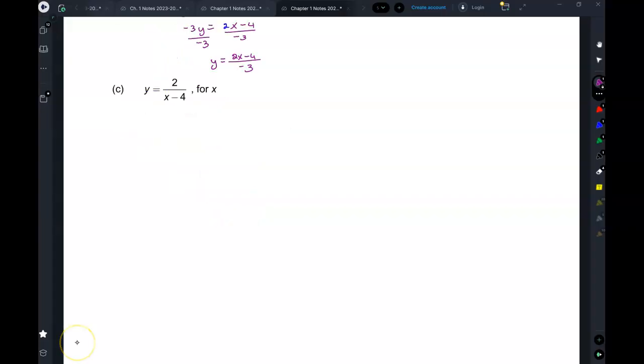Okay. All right. So here we want to solve for x. So we're first going to multiply both sides by x minus 4. So we're going to get y times x minus 4 is equal to 2. And now I can divide by y. X minus 4 is equal to 2 over y. X is 2 over y plus 4.